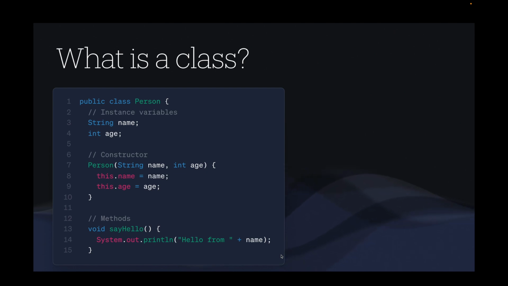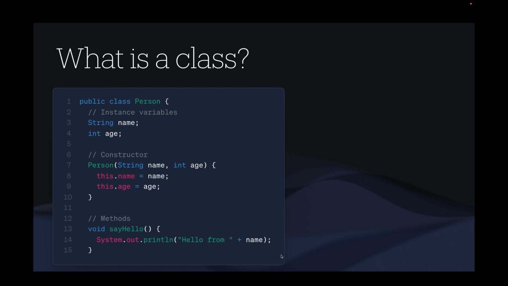So the key elements of a class are instance variables, methods, and constructors. Instance variables are just like regular variables that we know, holding the state or attributes of an object. Methods, as we know, are functions that define what an object should do. And the constructor is just a special method to create and initialize objects.